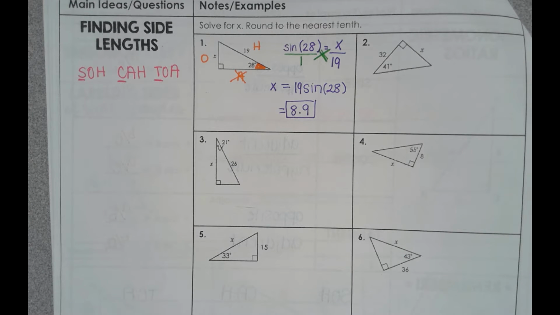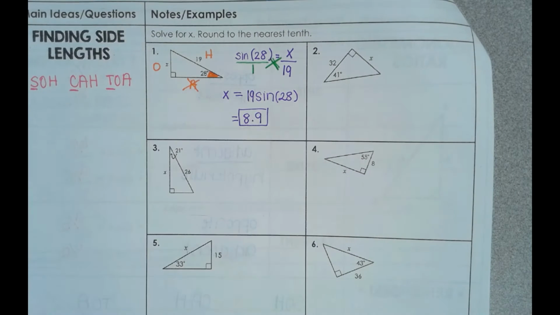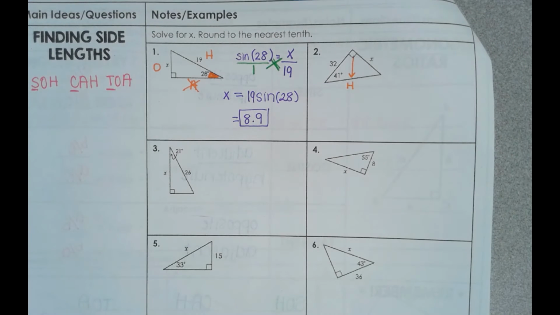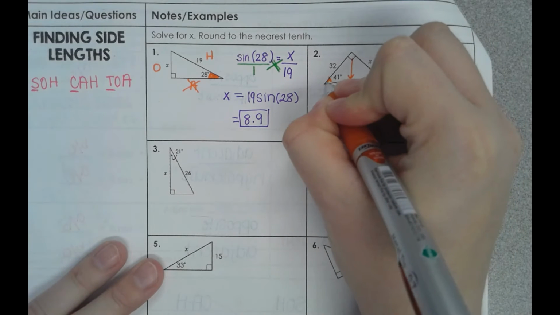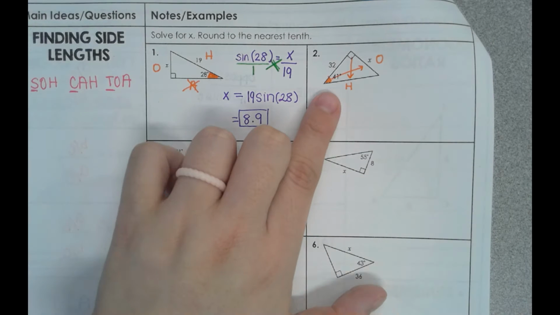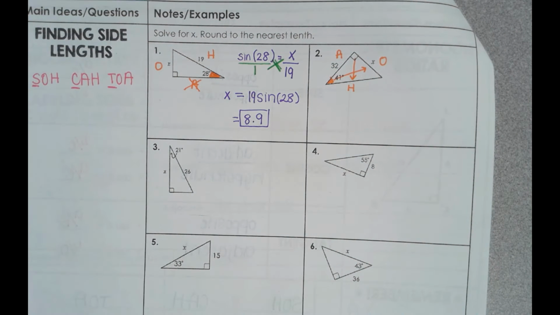Any questions on that? Did everybody get the 8.9 in your calculator? Okay. All right, so number 2, you always need to start out by labeling your sides. So H first, that's across from the 90. Your opposite side, that's across from the angle that's labeled. And then the other one is your adjacent. So this time, we're not using the H because there's nothing written on that side. Just the O and the A.